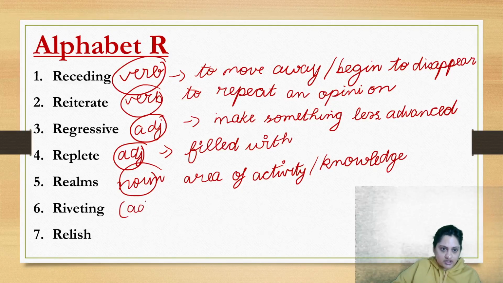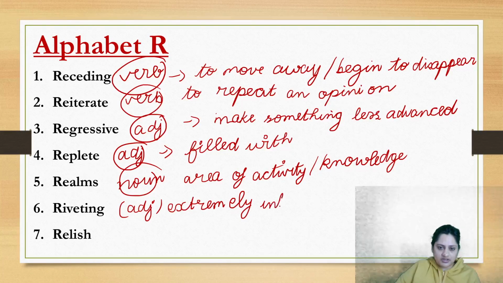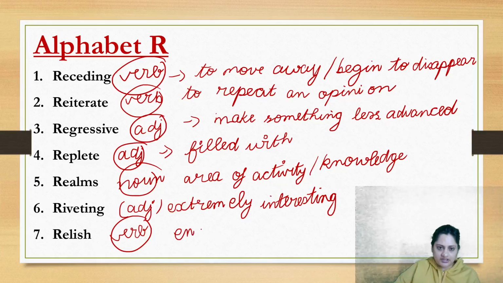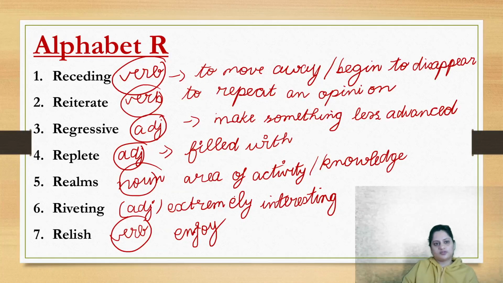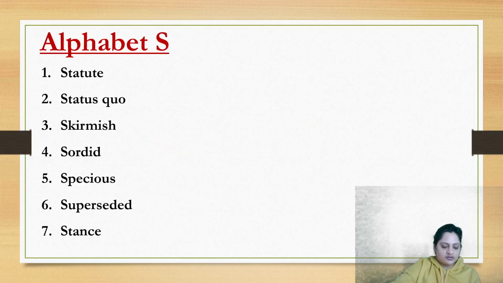Riveting is an adjective which means extremely interesting. He told a riveting story. Extremely interesting. Relish is a verb, means enjoy. Relish is great enjoyment. As a verb, we use it meaning to enjoy. Clear? Next, moving on to alphabet S.